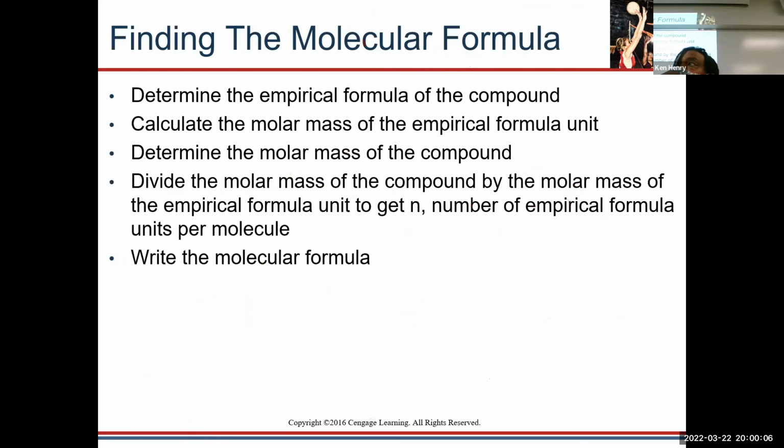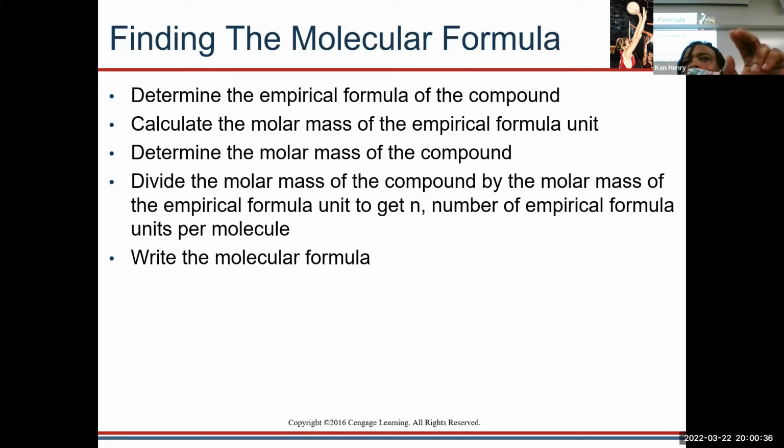If we're trying to find the empirical formula, that's the simplest form. But the molecular formula is the actual formula that we have. To find the molecular formula, the first thing you always want to do is find the empirical formula. Then they're going to give you the molar mass of the compound, and you use it to determine the molecular formula.